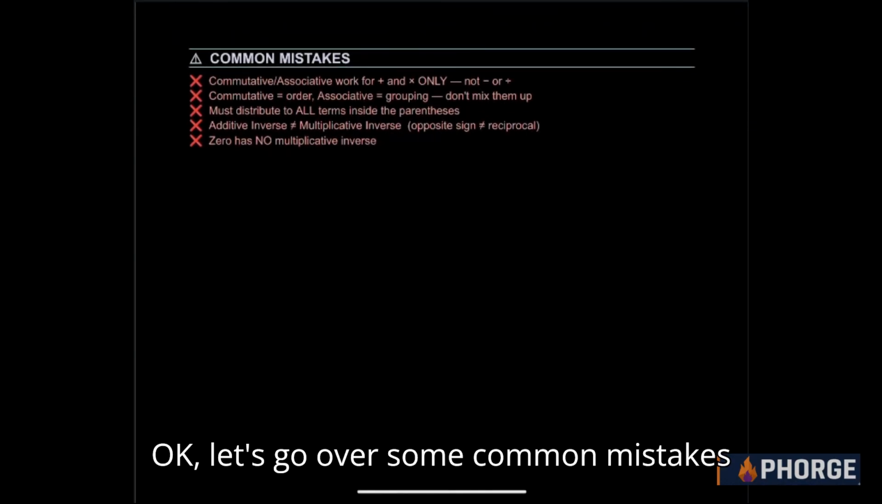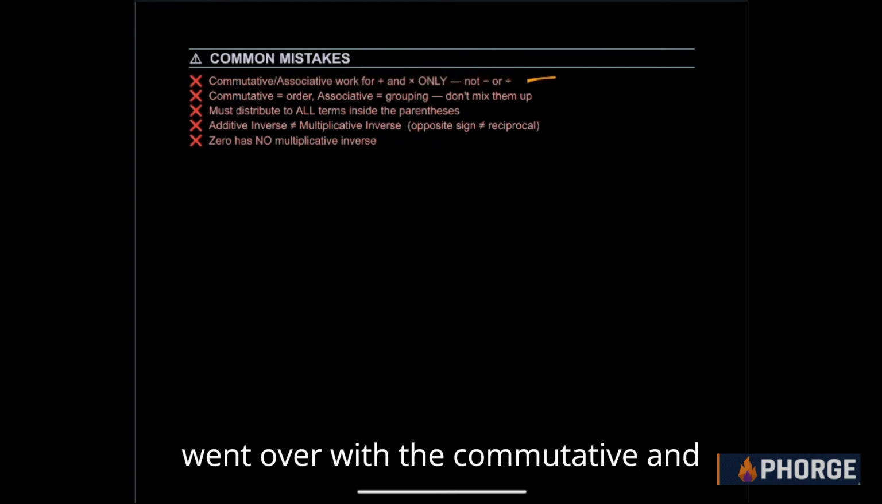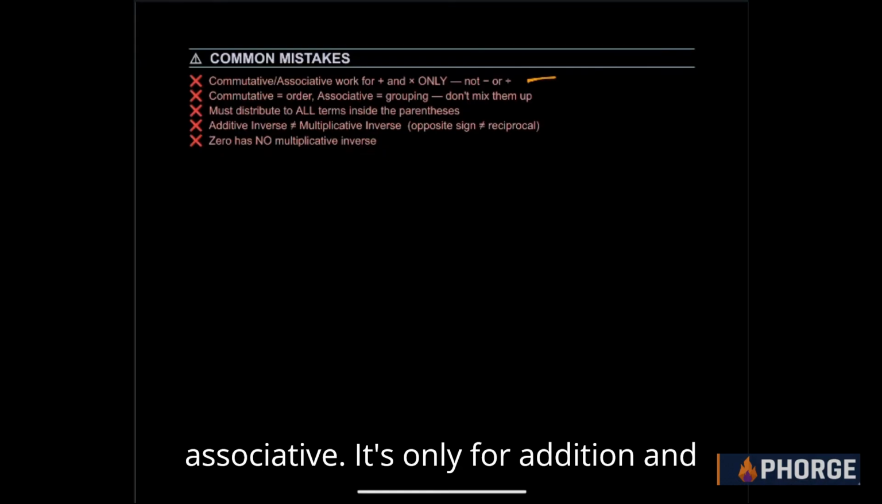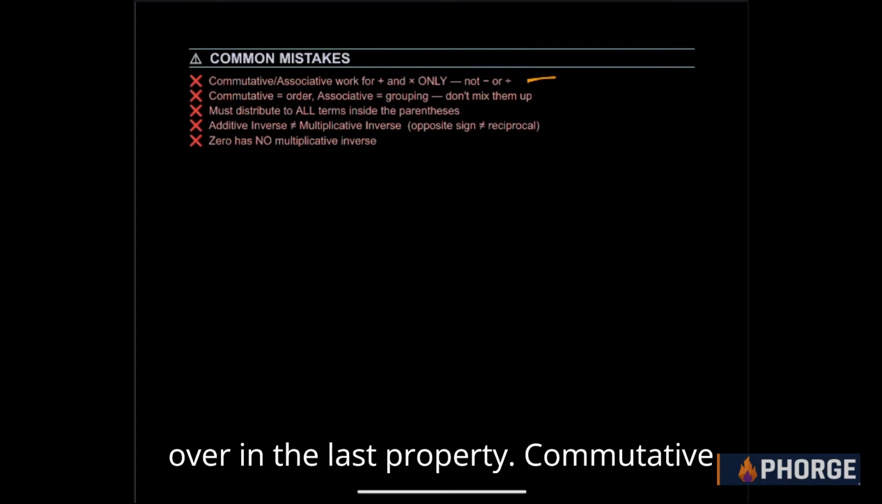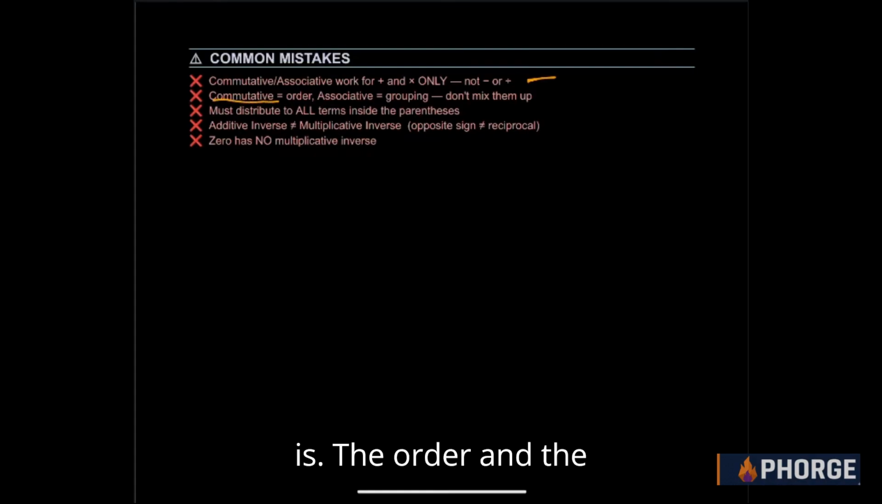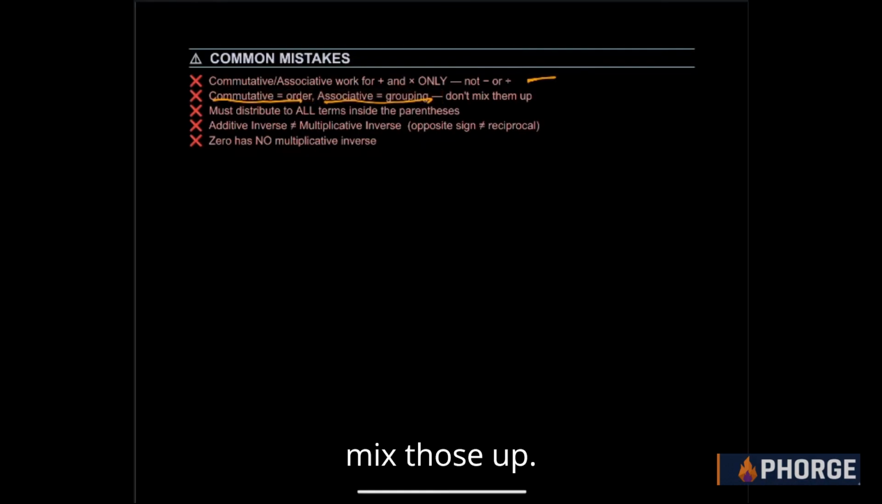Okay, let's go over some common mistakes. And this is one we just actually went over with the commutative and associative. It's only for addition and multiplication, not subtraction or division, which is what we just looked over in the last property. Commutative is the order, and the associative is grouping. Don't mix those up.